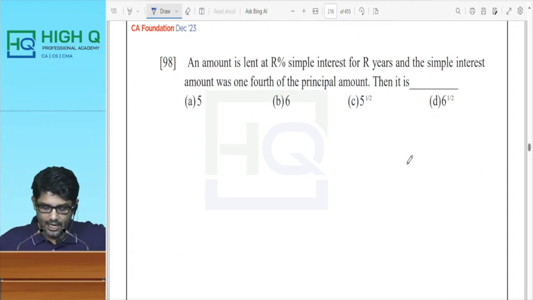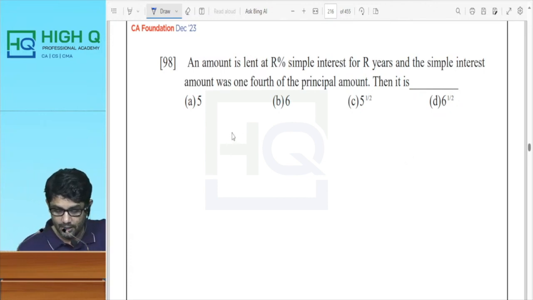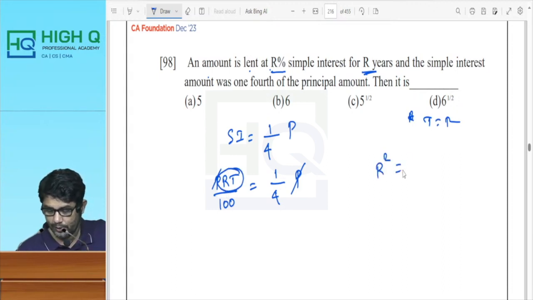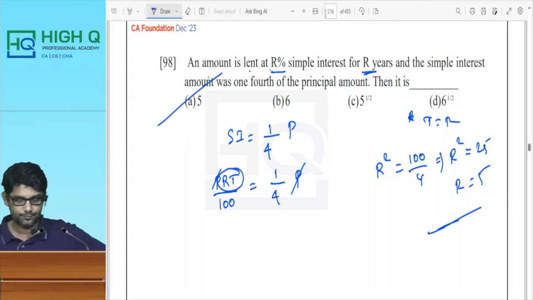An amount is lent at R% simple interest for R years, and the simple interest amount was 1/4 of the principal. Then it is, listen here. Simple interest is equal to what? 1/4 of the principal. So PRT by 100 is equal to 1/4 of principal. Cut. Amount is lent at R% in R years. So is it that R and T are equal, my dear? So both are one and the same. So therefore what is it? R square equal to 100 by 4. R square is equal to what? 25. What is R equal to? Option A.